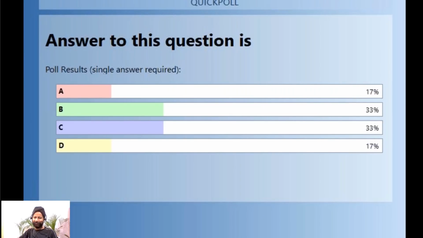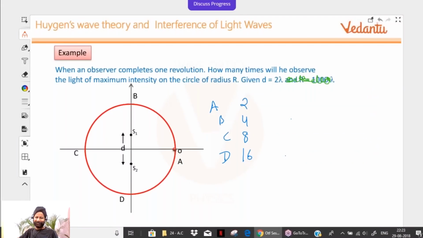Anybody who said C, will you be able to explain on microphone or on the chat box? C is the right answer. 8 is the right answer. Anybody who can explain this, please. How is it 8?